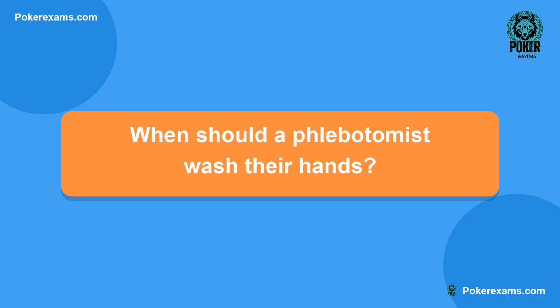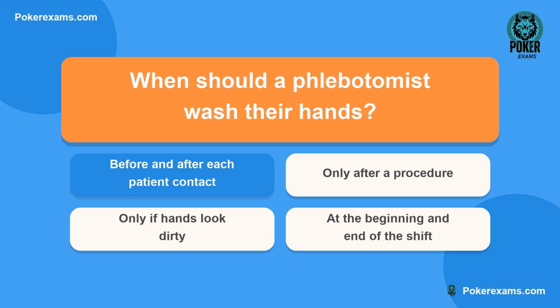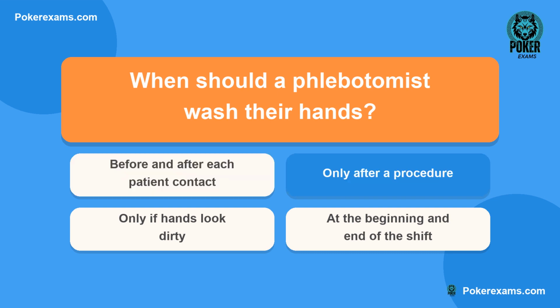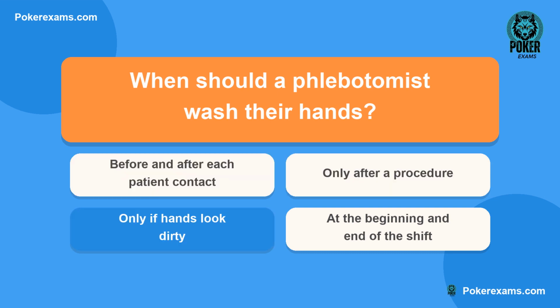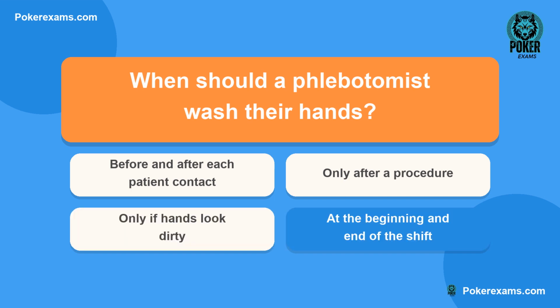Next question. When should a phlebotomist wash their hands? Is it A, before and after each patient contact? Or B, only after a procedure? Could it be C, only if hands look dirty? Or lastly D, at the beginning and end of the shift?